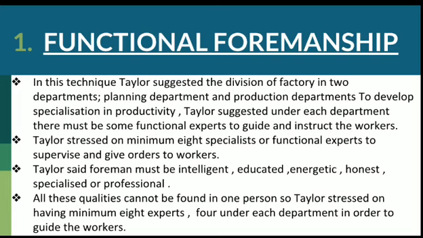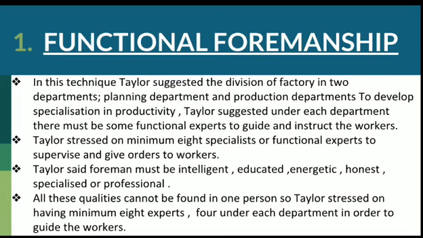So planning department will focus only on planning activities and production department will focus only on production activities. Therefore Taylor suggested that under each department there must be some functional experts to guide and instruct the workers. In each department there are experts, there are in charges, and they will in turn be delegating their authority and responsibility to the subordinates. So Taylor stressed on minimum 8 experts or specialists or functional experts to supervise and give orders to the workers. So under each department there are 4 plus 4. So altogether 8 specialists were appointed to give instructions to the workers.